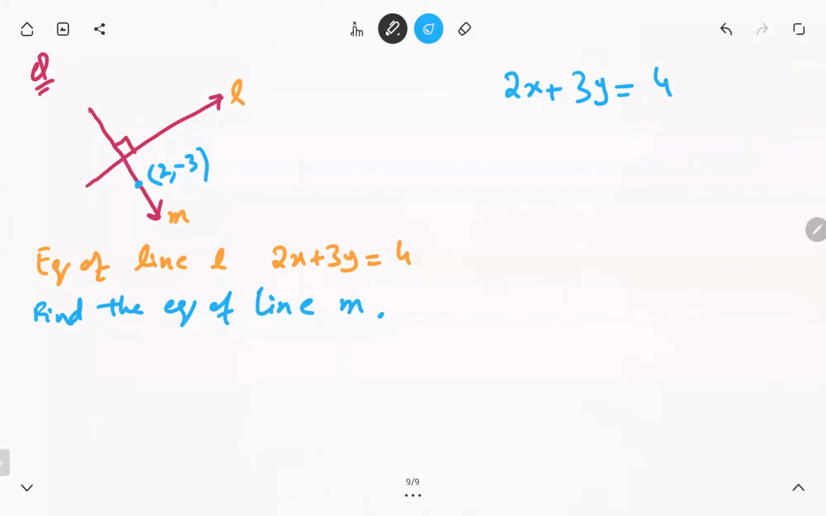To make y the subject, we need to make it y is equal to mx plus c form. So shift 3x on the other side. It will become -2x. So shift 2x on the other side. It will become -2x plus 4.